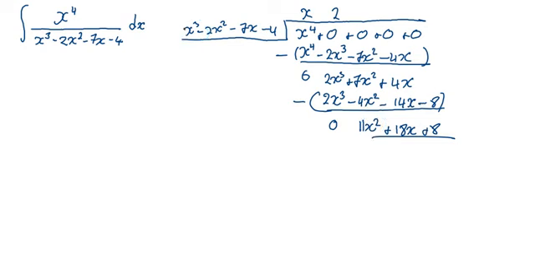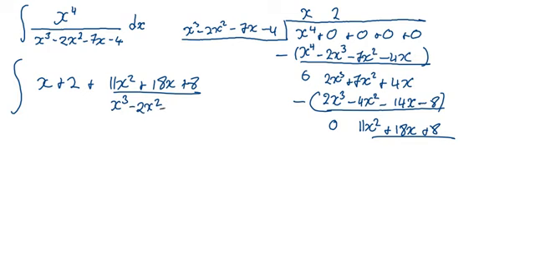Okay, so now we have it as a proper fraction. So it basically means this can also be written as the integral of x plus 2, plus (11x^2 + 18x + 8) divided by (x^3 - 2x^2 - 7x - 4), dx.